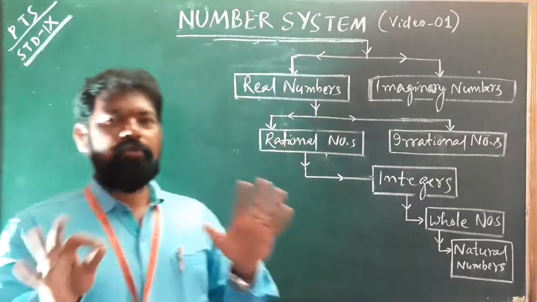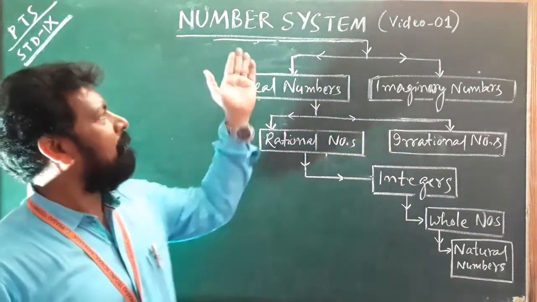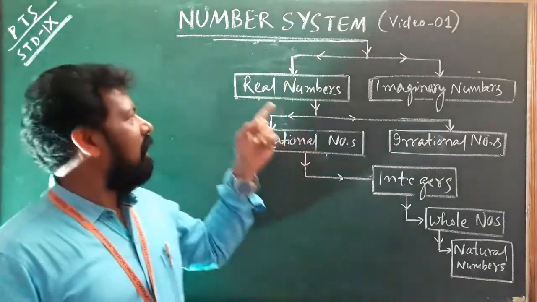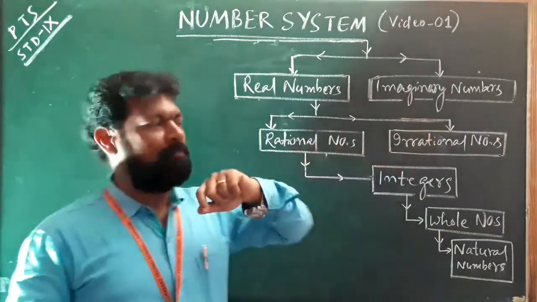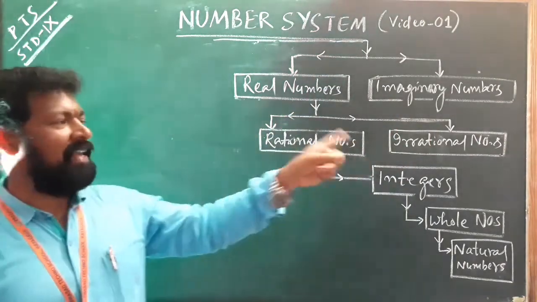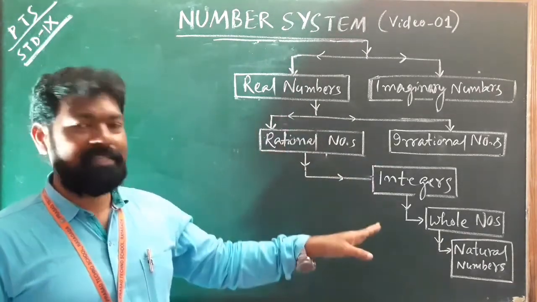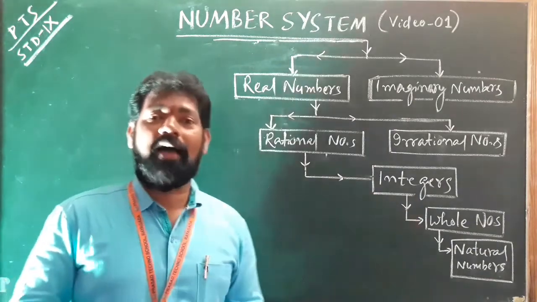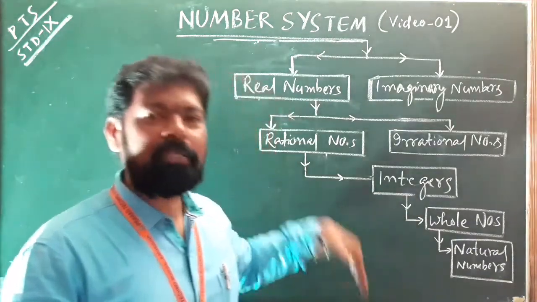The numbers that we are using so far are segregated into different branches. For example, total numbers are segregated as some are real numbers, some are imaginary numbers. For the real numbers, we have two types: rational and irrational numbers. Under rationals, you have integers, and under integers, you have whole numbers, and finally natural numbers. So let's start the hierarchy from bottom to top.